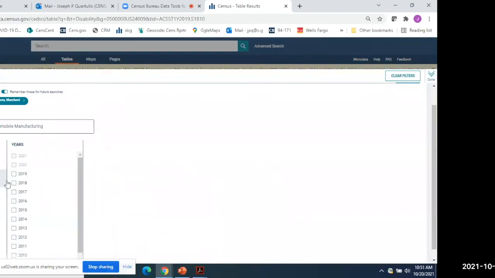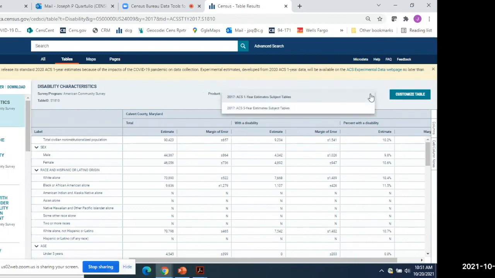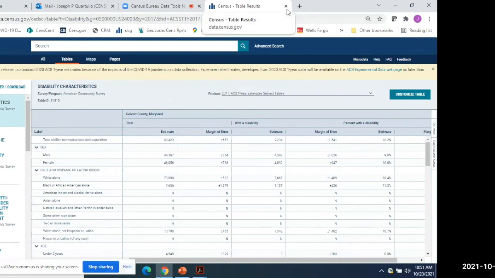So if I only wanted this data from 2017, I would just click that. I put the 2017 chip now at the bottom, and now we're only going to get table data for 2017 for Calvert County. And because Calvert is more than 65,000 people, we have the option to get either the 1-year or the 5-year data for Calvert County. So that's data.census.gov.